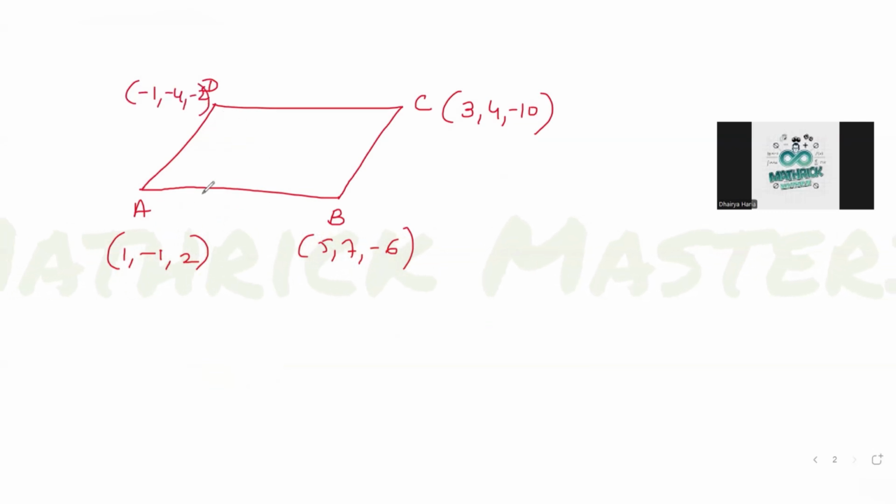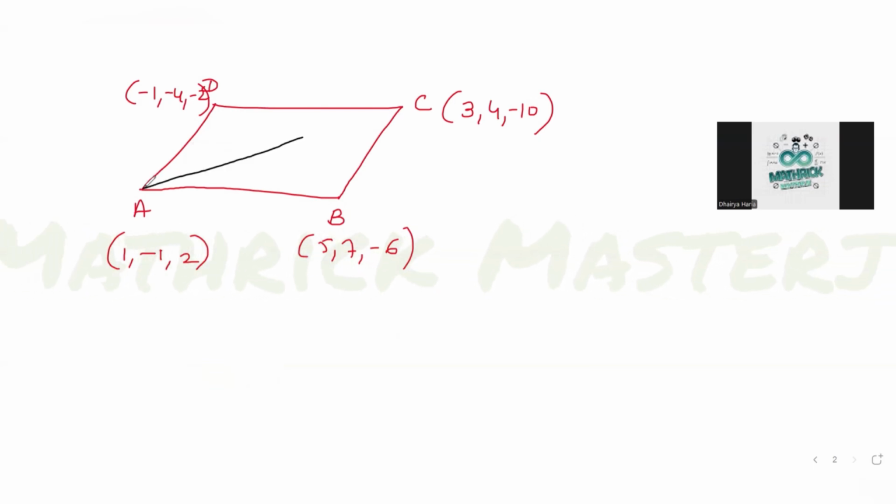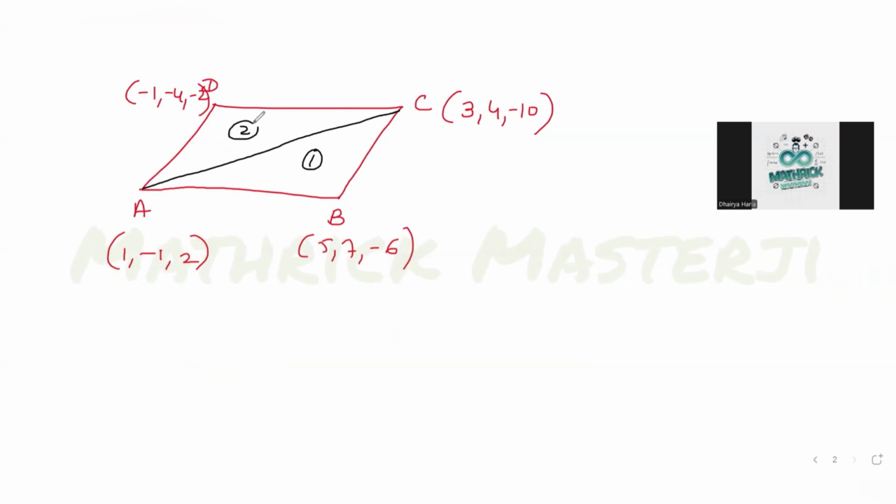Now, once I have this with me, I will try to find the area of this entire quadrilateral. And how can I find it? Let's draw a diagonal AC here. If I draw this diagonal AC, the area of the entire quadrilateral is given by the area of this triangle plus the area of this triangle. So first let's figure out the area of triangle ABC, and then I'll figure out the area of triangle ADC.